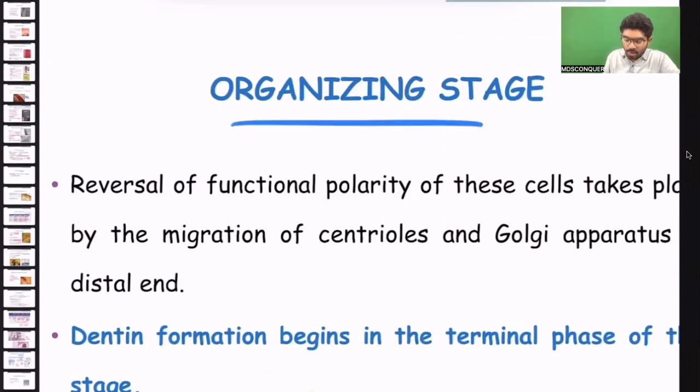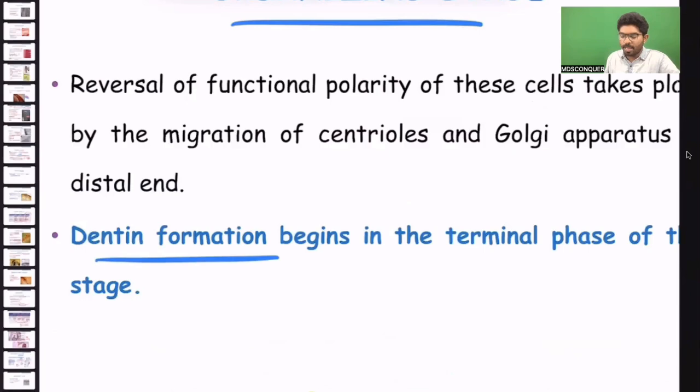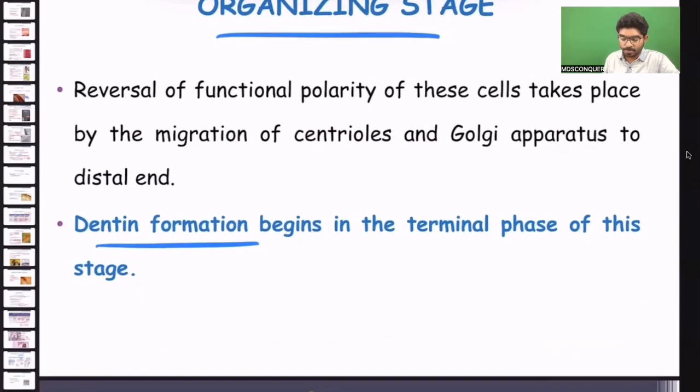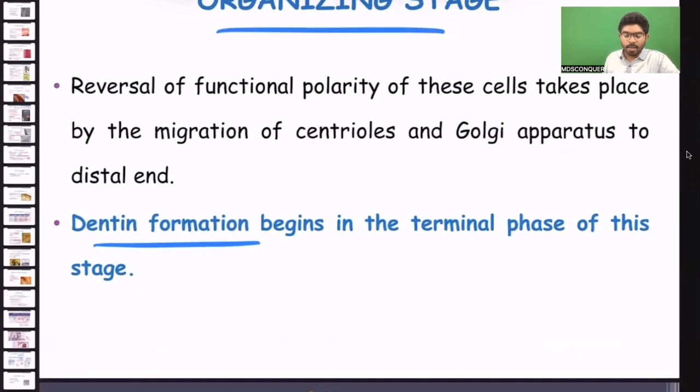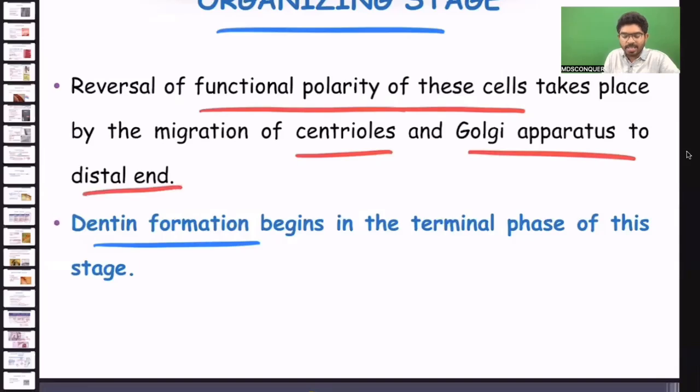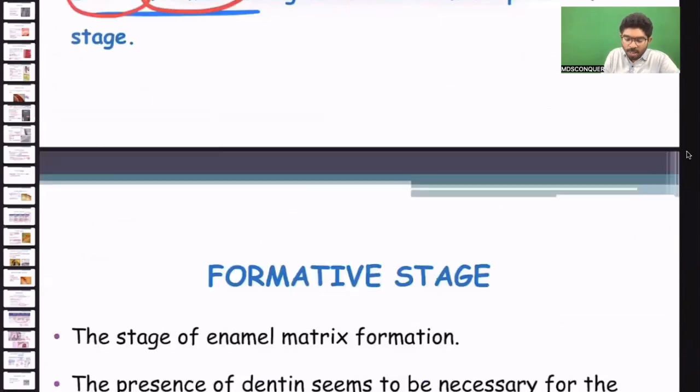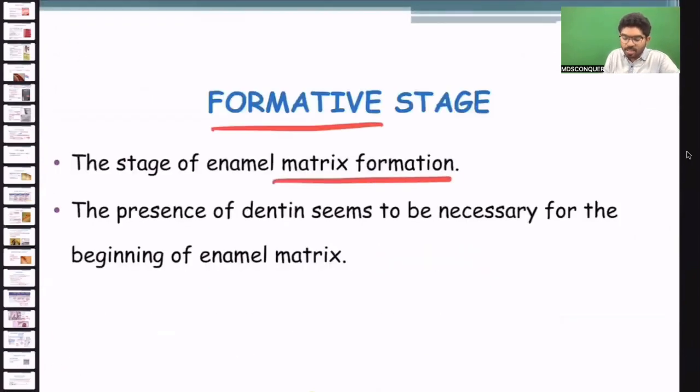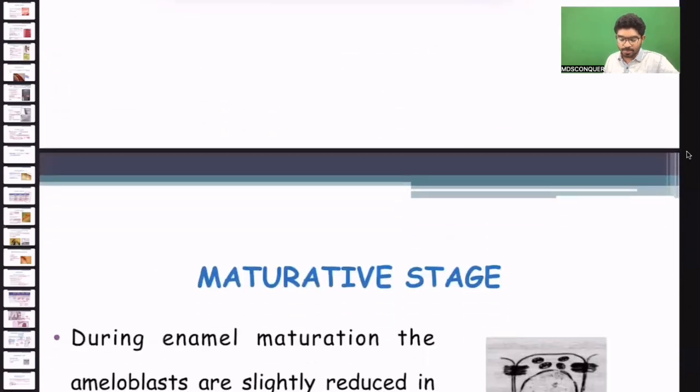Organizing stage, we already said, dentin formation begins in the organizing phase. There will be a reversal of functional polarity of the cells, with migration of centrioles and Golgi apparatus to the distal end, where organized dentin formation will start in the organizing stage. The formative stage is formation of the enamel matrix. Matrix formation will take place.